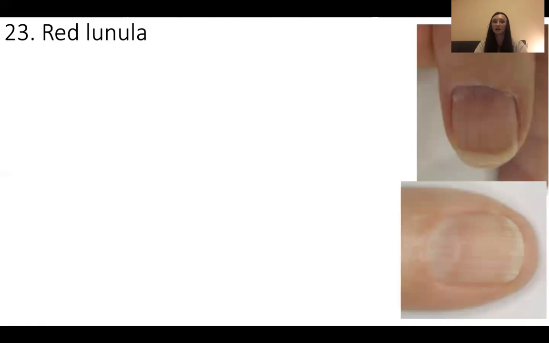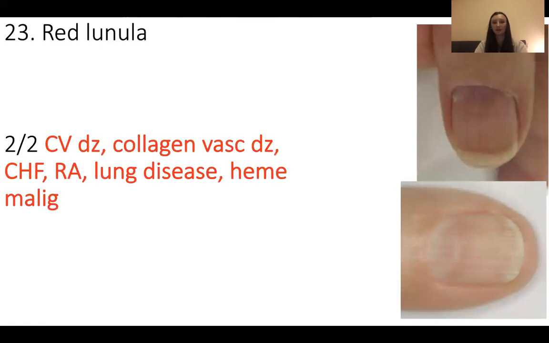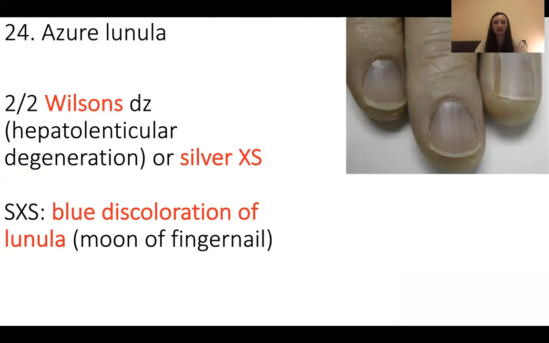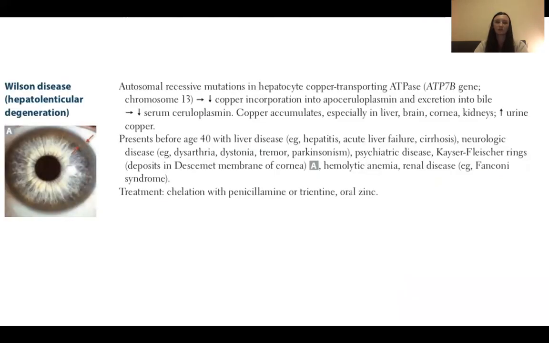Red lunula is going to be a red color, and it's usually more of a heart diagnosis. Azure lunula, it's hard for me to say, is due to Wilson's disease. So remember, it's that like copper deposition, or it's due to silver, and it has that blue discoloration of the nail. So here's Wilson's again, and they've got these Kayser-Fleischer rings. They've got the neurological disease and liver disease.